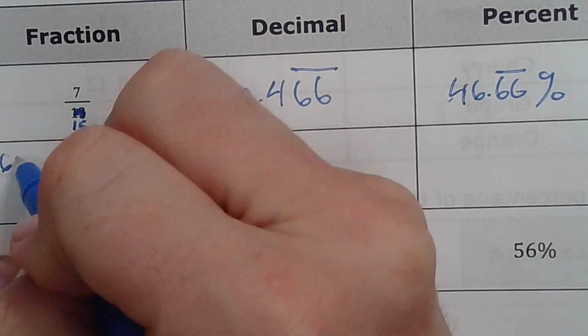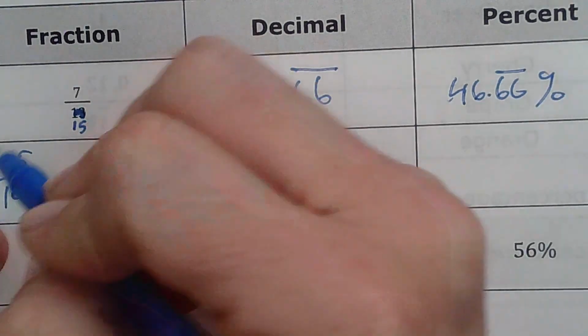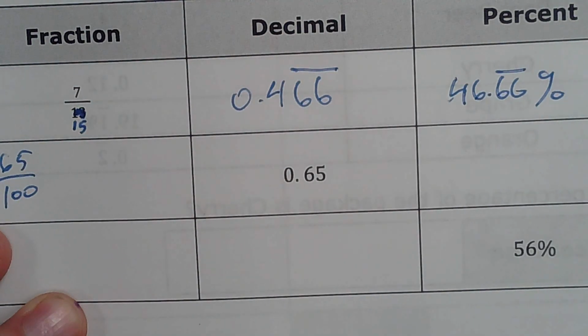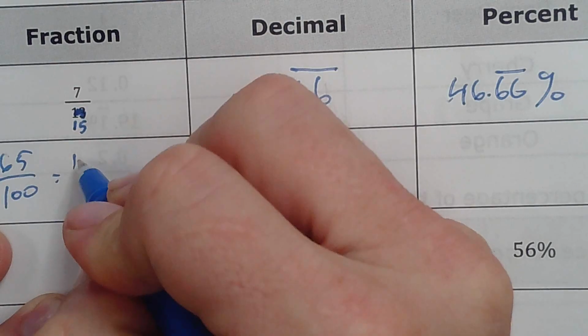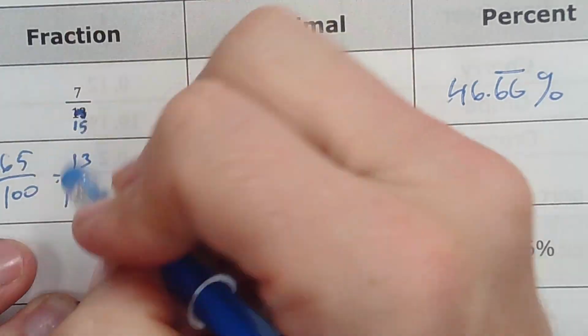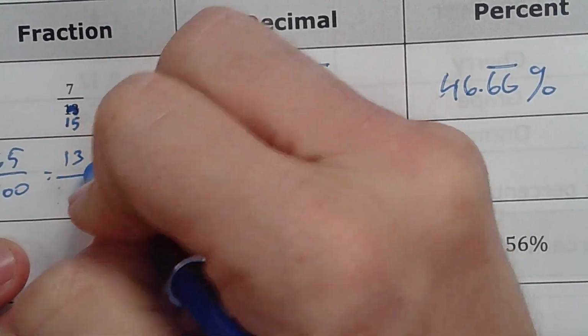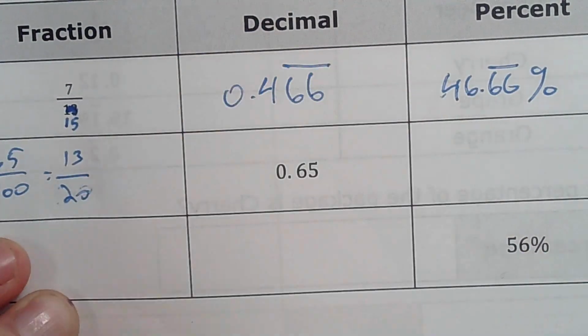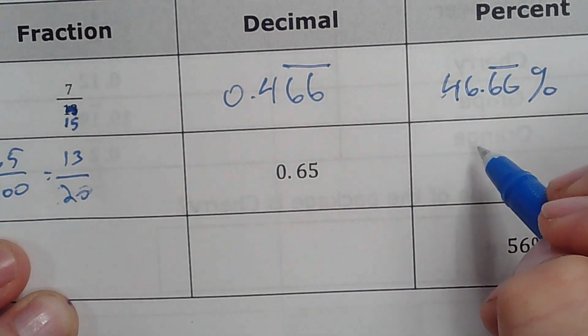Okay, then this decimal here is 0.65. The fraction is going to be 65 over 100. You can divide both by 4. And 65 is not divisible by 4. Let's divide both by 5. That's going to be 13 over 20. And then the percentage is going to be 65%.